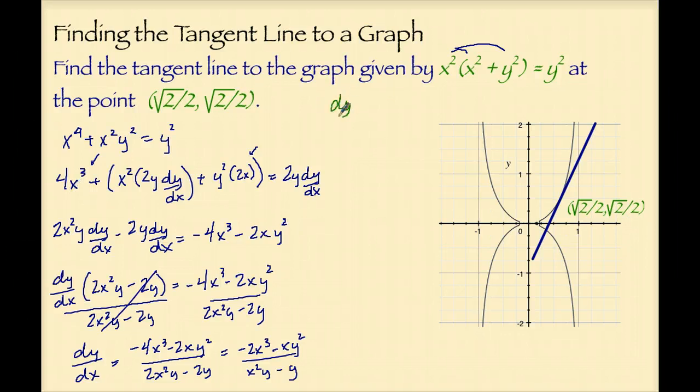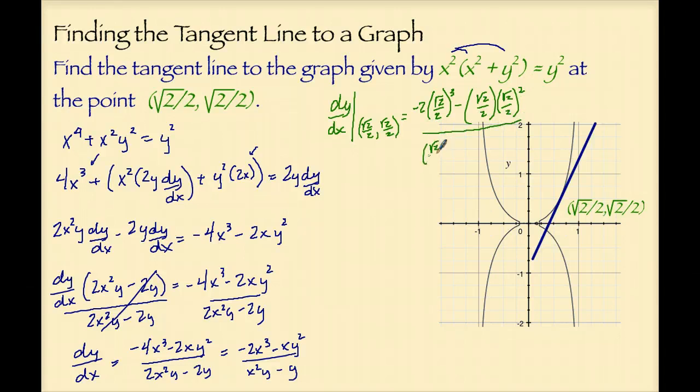Dy dx at the point square root of 2 over 2, comma, square root of 2 over 2 will be negative 2 times the quantity square root of 2 over 2 cubed minus the square root of 2 over 2 times the quantity square root of 2 over 2 squared. That's your numerator. In the denominator, the square root of 2 over 2 squared times the square root of 2 over 2 minus the square root of 2 over 2.